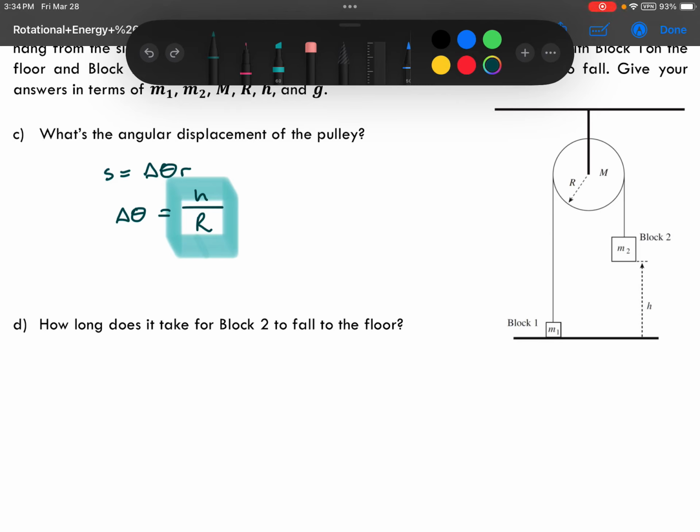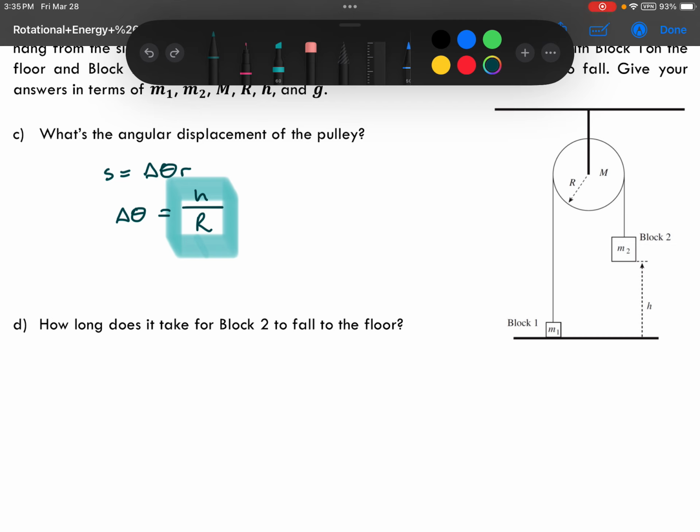The last part of this example: how long does it take for block 2 to fall to the floor? So we're trying to find the time. And from what we know, again, the system's moving together, and the system is moving with constant acceleration. But be careful, because this acceleration is not equal to g. This is not free fall. Without forces, without going through that process, we don't know the value of the acceleration.